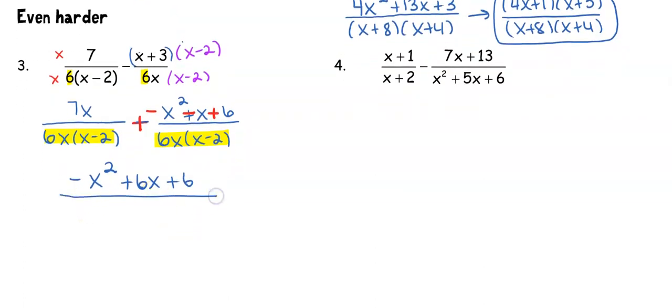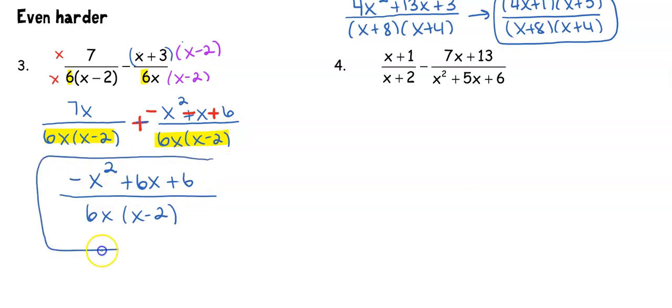And then when we add our fractions, we combine the numerators and the denominator does not change. We would check, we would pull out that negative, which would give me a positive 1x squared, a negative 6x, and a negative 6. But that's not factorable, so I can go ahead and leave it like this, or you can show pulling out the negative.